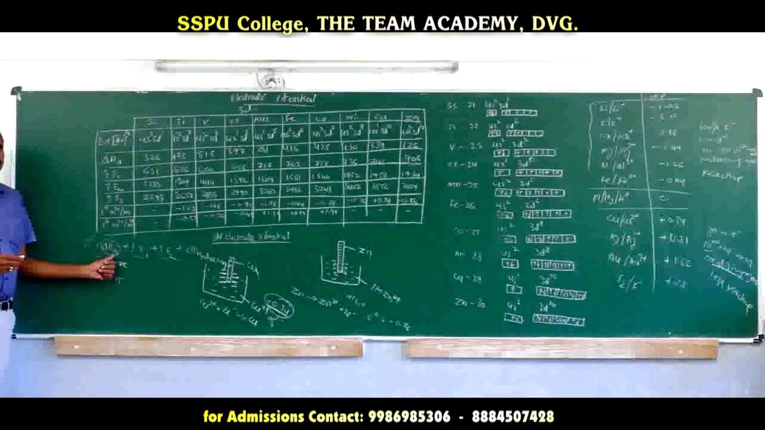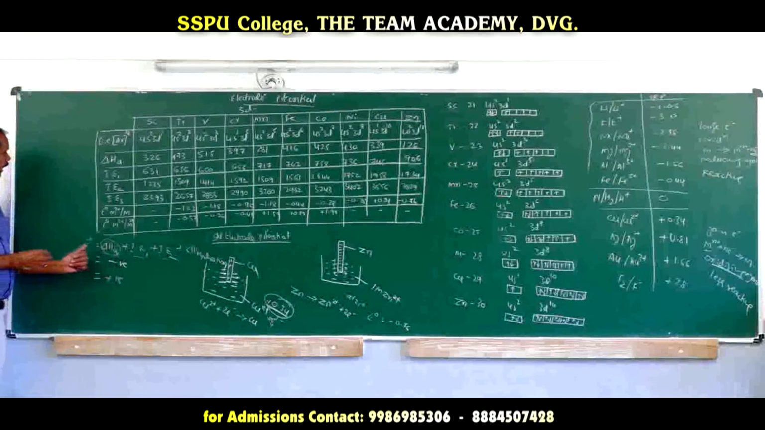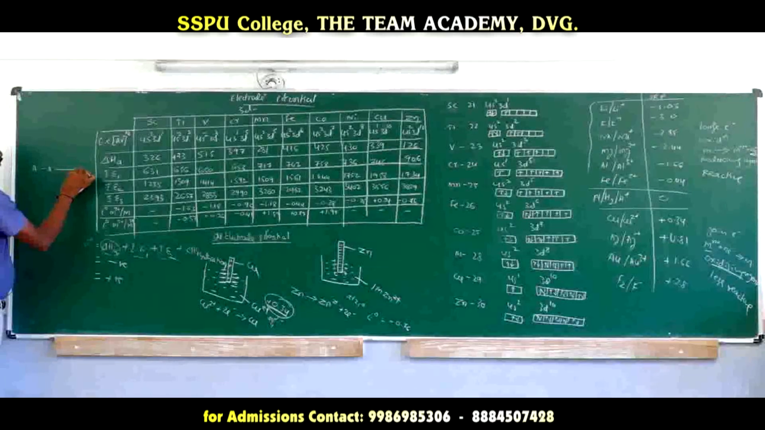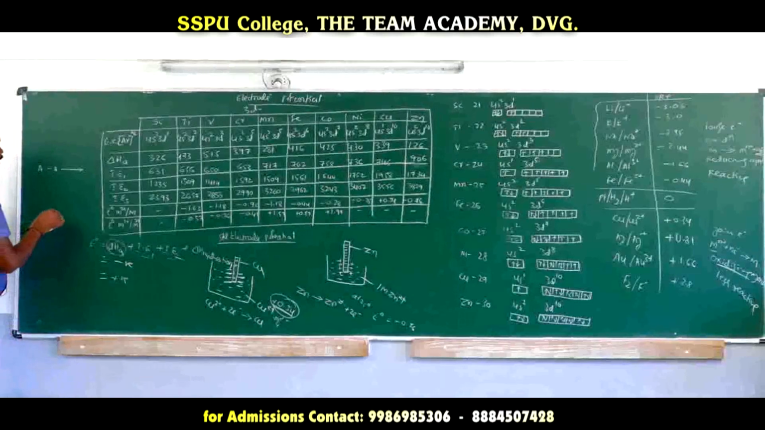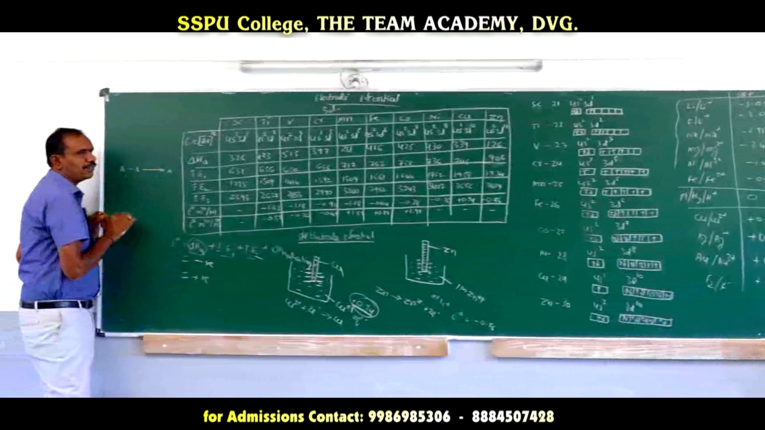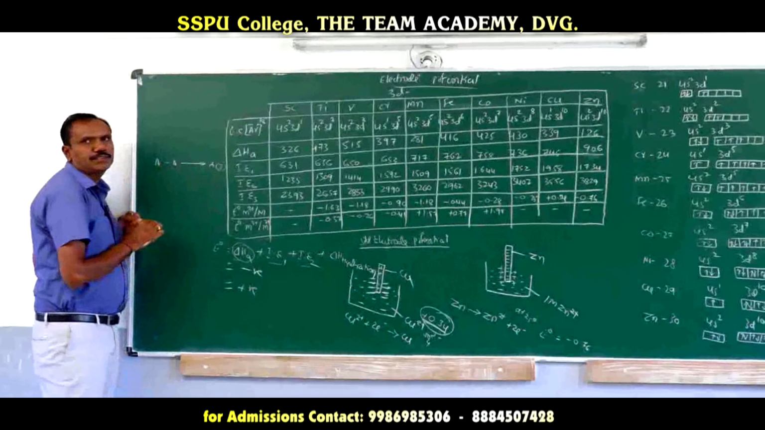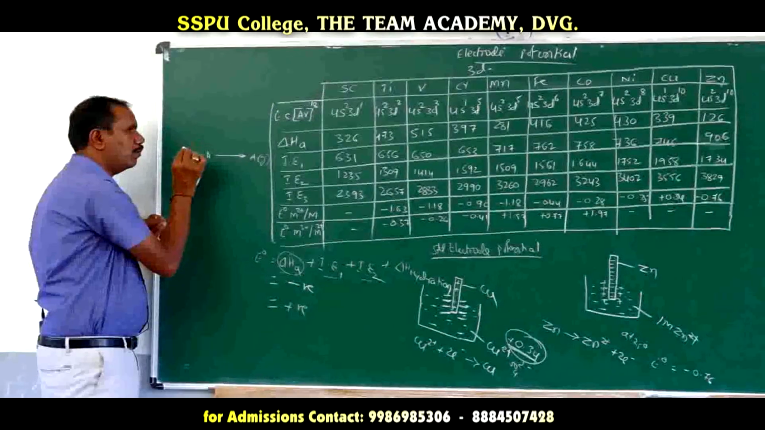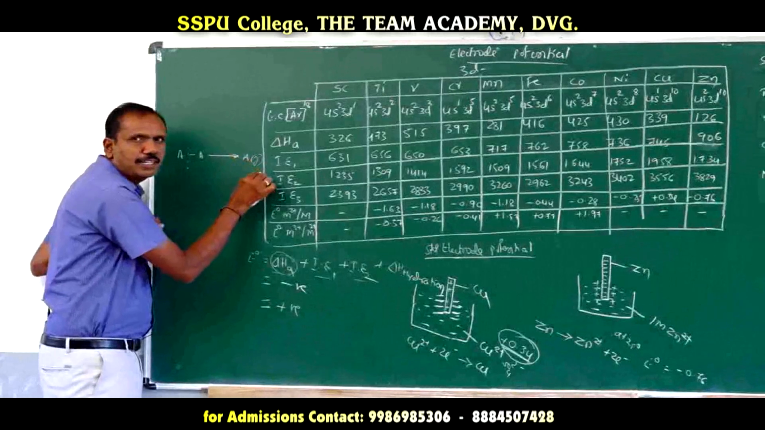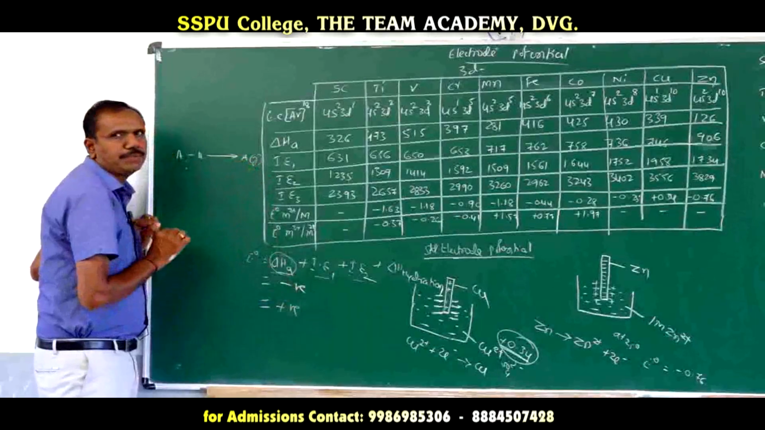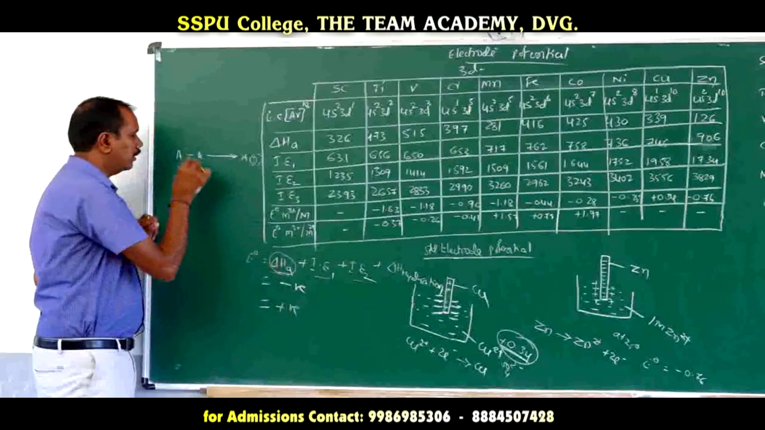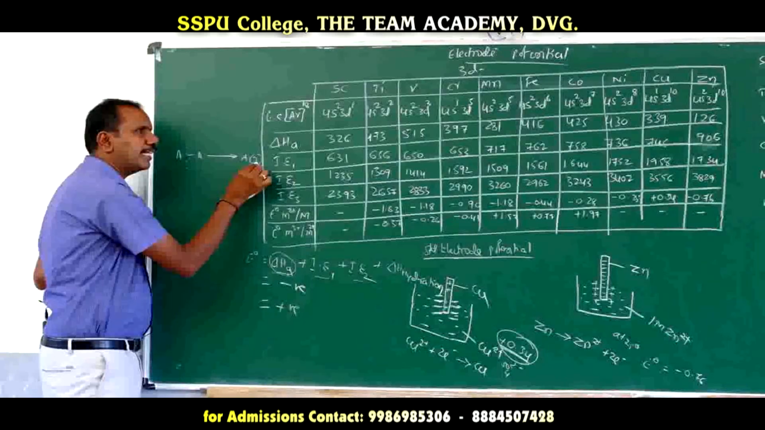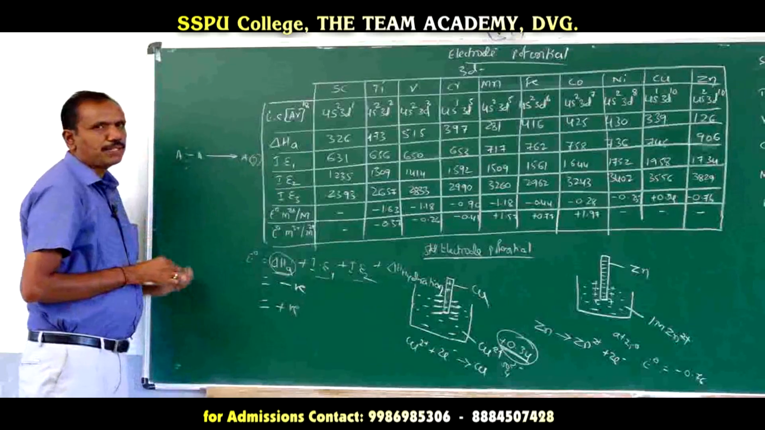Delta H of atomization is the amount of energy required for the formation of atoms in the gaseous state, or the amount of energy required to break down 1 mole of compound into its atoms in the gaseous state. That is called enthalpy of atomization.